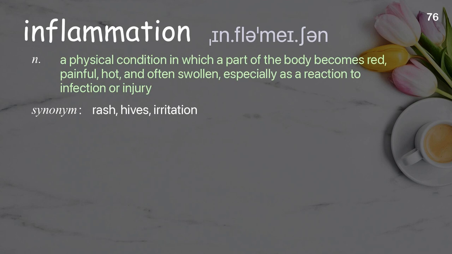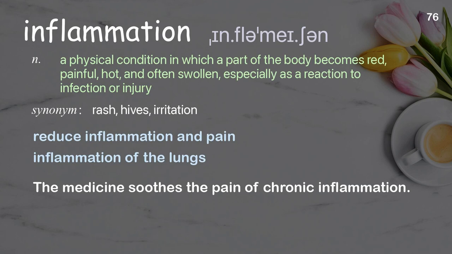Inflammation: a physical condition in which a part of the body becomes red, painful, hot, and often swollen, especially as a reaction to infection or injury. Examples: reduce inflammation and pain, inflammation of the lungs. The medicine soothes the pain of chronic inflammation.